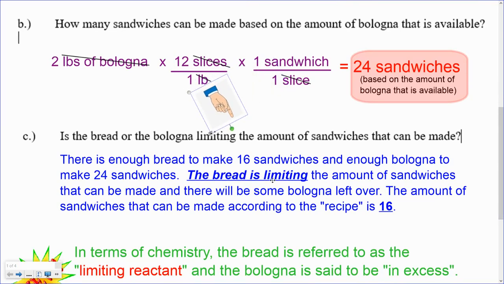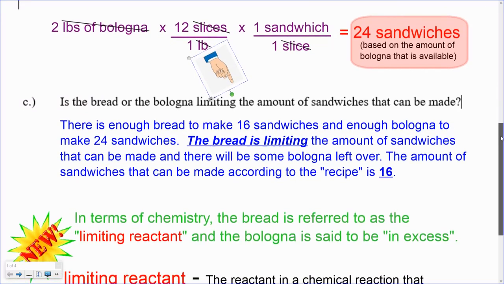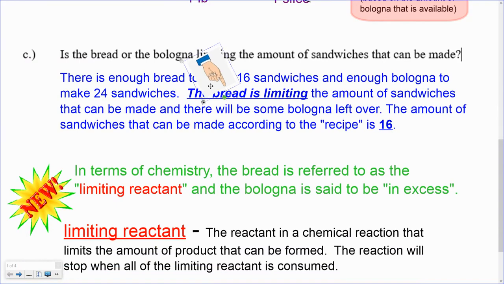There is enough bread to make 16 sandwiches, and there's enough bologna to make 24 sandwiches. The bread is what is called the limiting reactant because the bread is limiting the amount of sandwiches that can be made, and there'll be some bologna left over. The amount of sandwiches that can be made according to the recipe is 16. This is what limiting reactants is all about. Now we've got to put this in terms of chemistry.